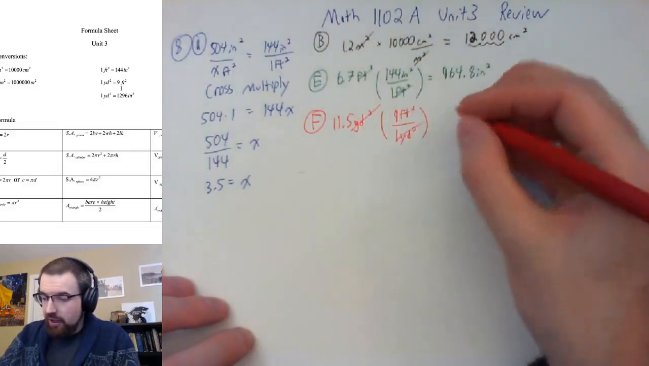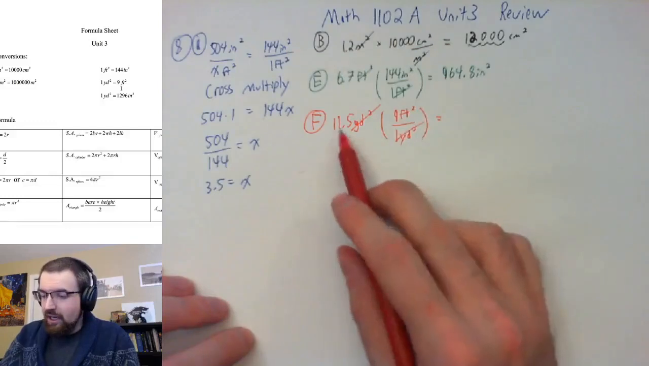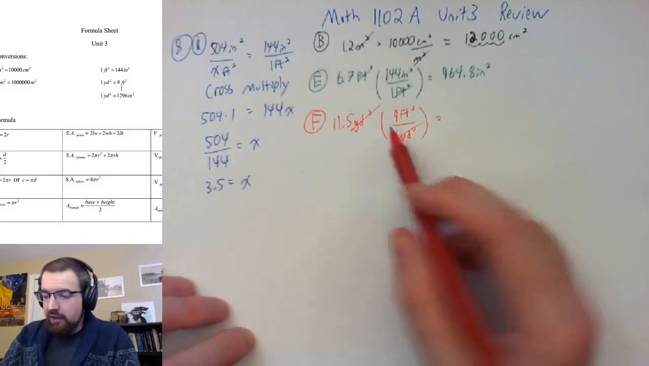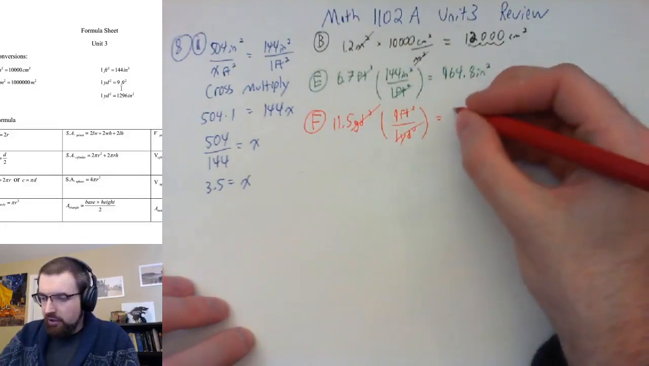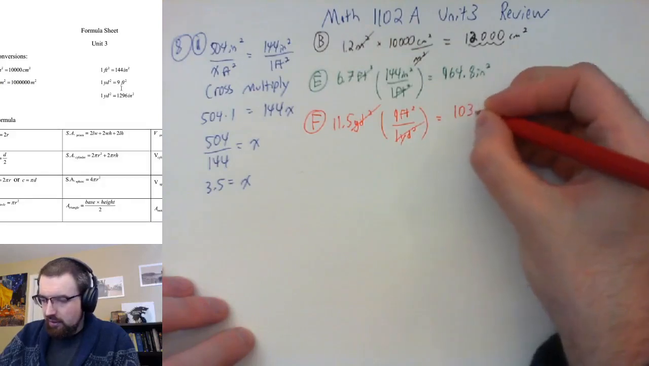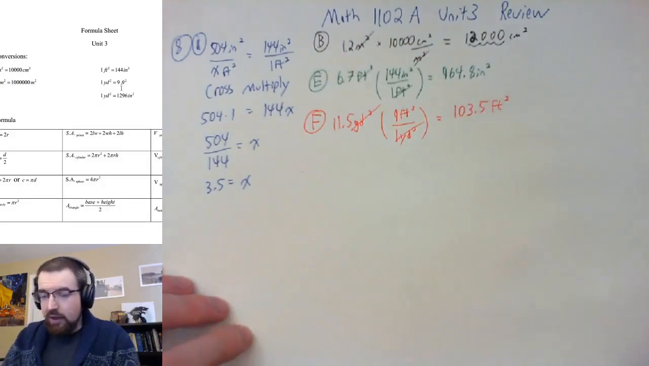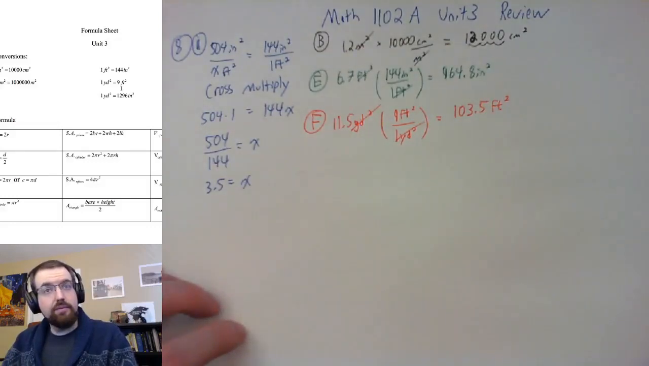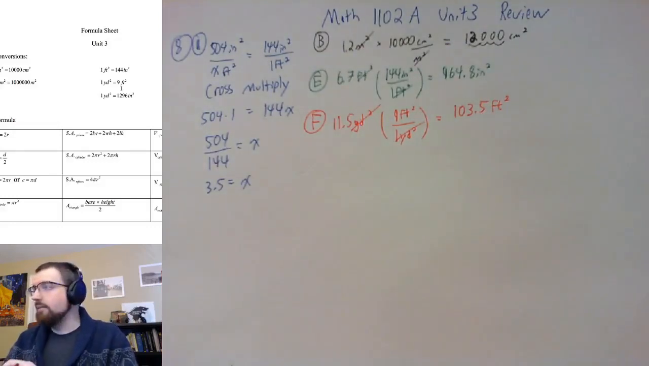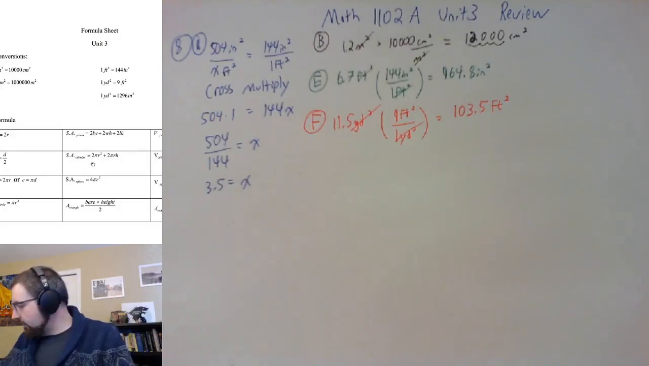So yard squares are going to cancel with yard squares. We're going to get 11.5 times 9. 99 plus 4.5 is going to be 103.5, so 103.5 feet squared. Okay, so that's all we have to do then for question 8, is that sort of thing.